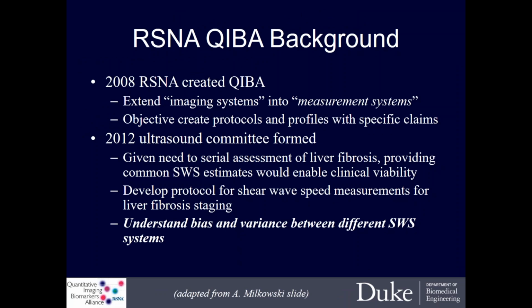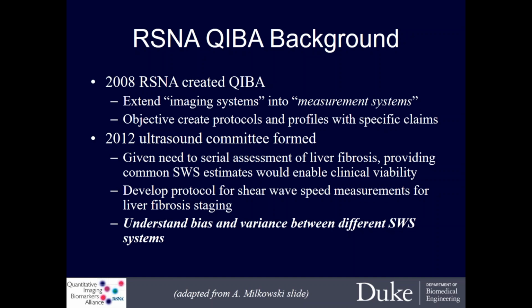So that variability between systems, and the clinician's need for a robust measurement modality for looking at liver fibrosis, is what catalyzed the RSNA QIBA effort. The Quantitative Imaging Biomarker Alliance was formed through RSNA back in 2008, and it really was looking at extending what were traditionally imaging systems into quantitative measurement systems. The objective of QIBA overall is to come up with protocols and profiles that have specific claims about what a measurement system can do.